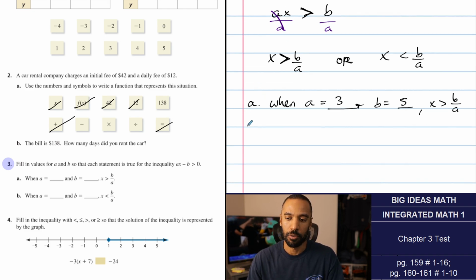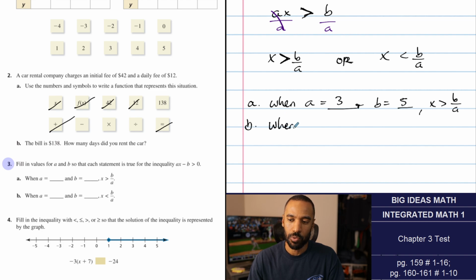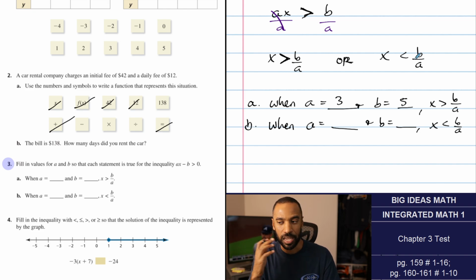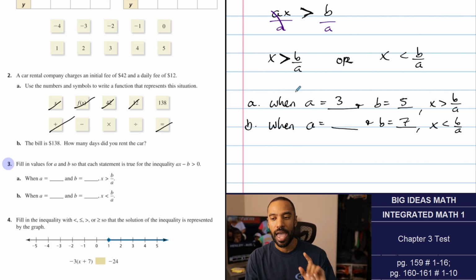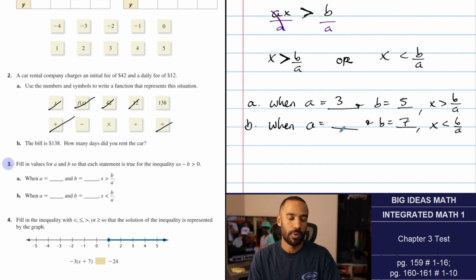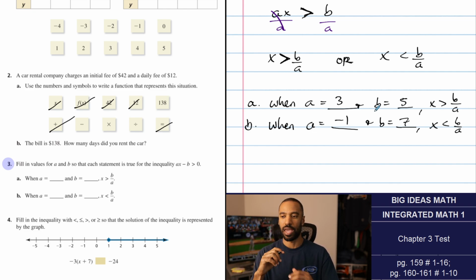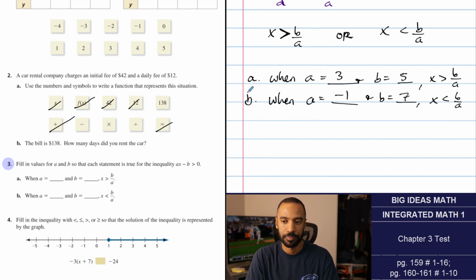Now for part B, when A equals blank and B equals blank, x is less than b over a. What would make this less than? Dividing by a negative. It doesn't matter what B is. B can still be 5, I can make it 7. It can be positive, it can be negative, B can be 0. A is not allowed to be 0, but this time A would have to be negative so that dividing by it would flip it. Let's say negative 1. If A is negative 1, then we have 7 over negative 1, and it flips the inequality. So that's what makes that happen when you solve.